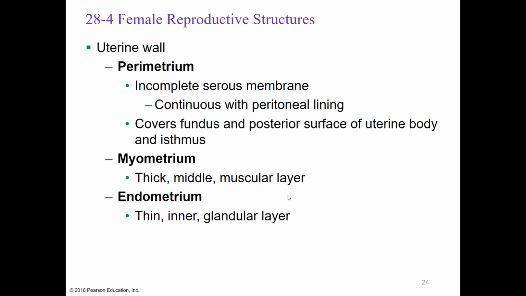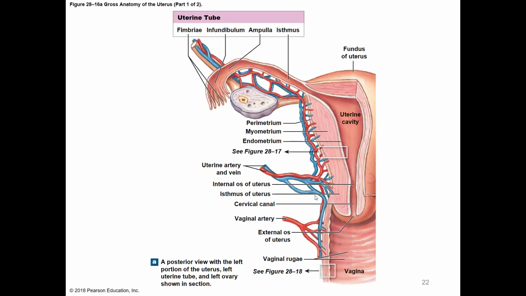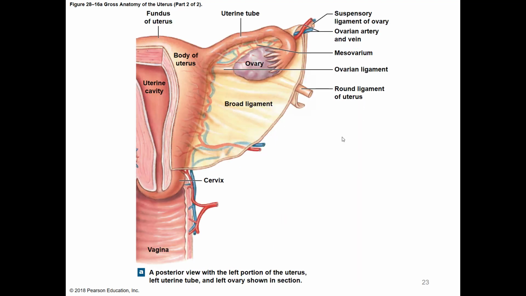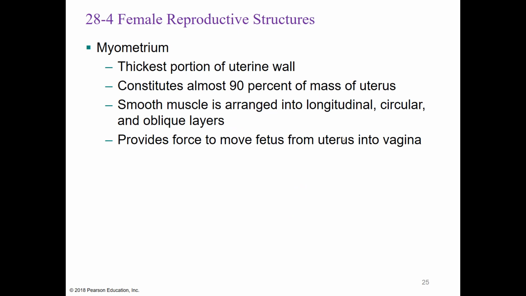But before we do that, let's go back to this image to see where we're talking about these layers. And then we're going to zoom in on the layers as well as we go. So here we would see the perimetrium. This is the outermost layer. Then we've got our thickest layer, the myometrium, smooth muscle. And then the lining, which we would call the endometrium. Okay, so let's talk about what each one of those is all about.